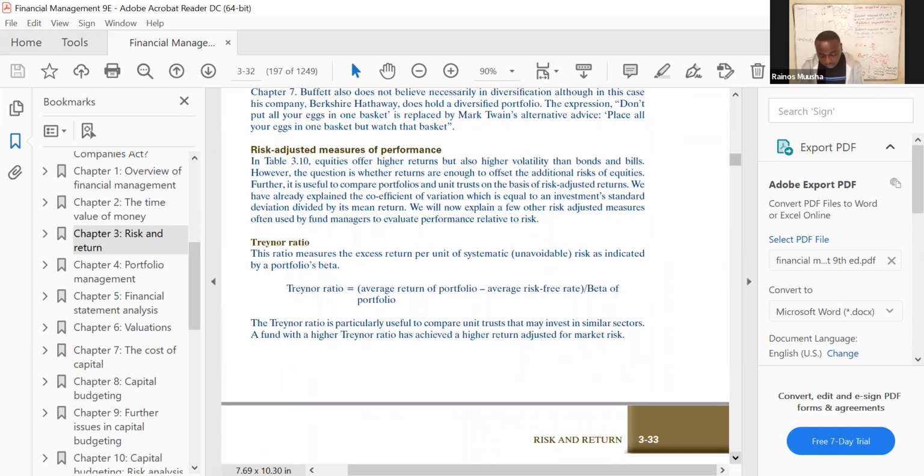Now, on the next section, potentially the lecturer can ask you short questions when it comes to analyzing the risk-adjusted measures of performance. So the lecturer can potentially ask you to analyze the risk-adjusted measures of performance as well. When you look at the risk-adjusted measures of performance, there are different methods which are used.